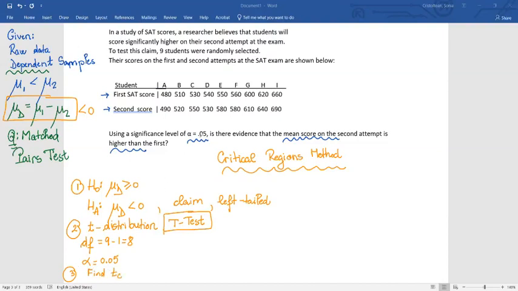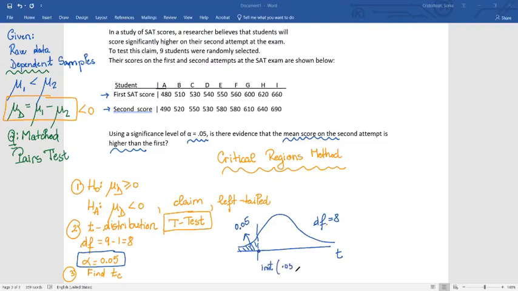How do we find TC? Well, we will be starting with alpha. So I will sketch the graph. This is a t-distribution with the degrees of freedom 8. And I know this is a left-tailed test, so I will shade this area. Right here, this area is actually 0.05. So to find TC, I'll be using inverse T, 0.05, degrees of freedom 8.